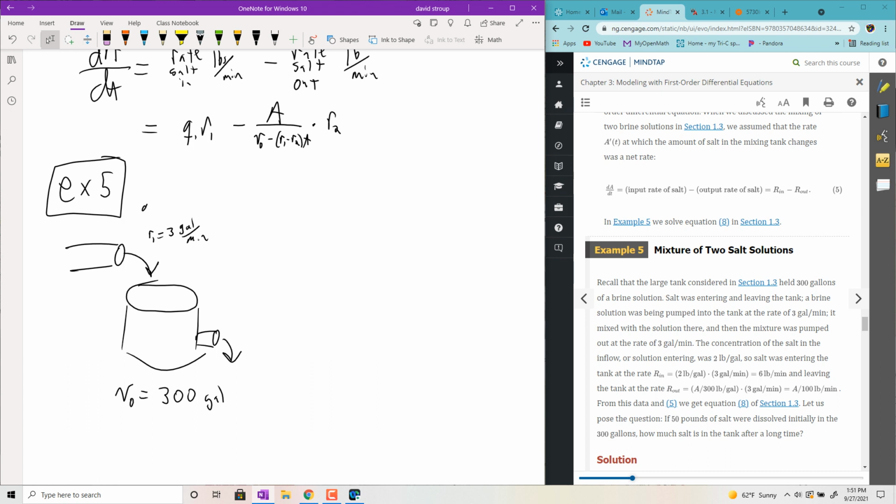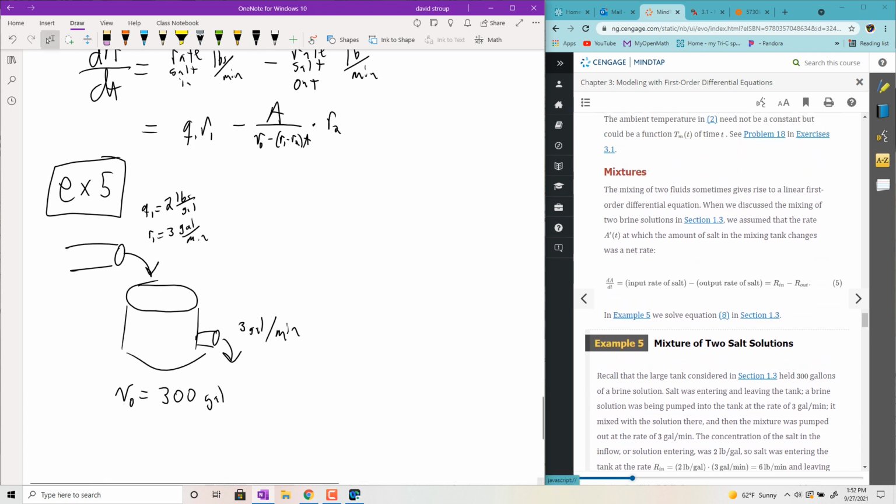We don't really know Q sub 1. It's mixed in there, and then the mixture is pumped out at a rate of 3 gallons per minute. Oh, then they tell you the concentration of salt in the inflow is 2 pounds per gallon. So Q1 is 2 pounds per gallon. Okay, and then I think we have enough information to set up our equations.